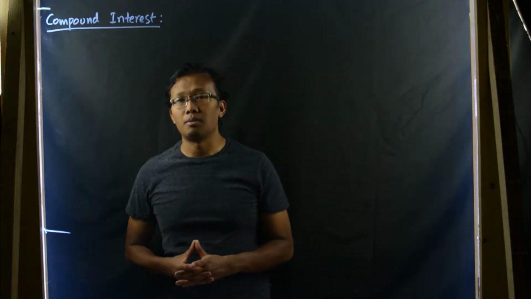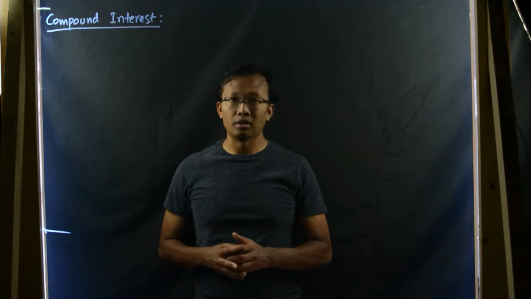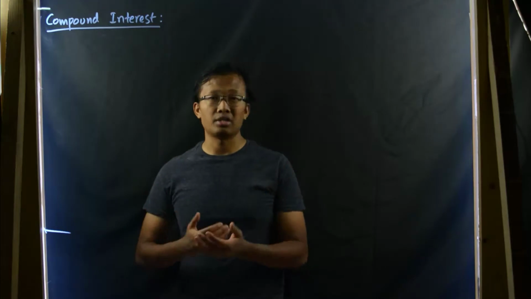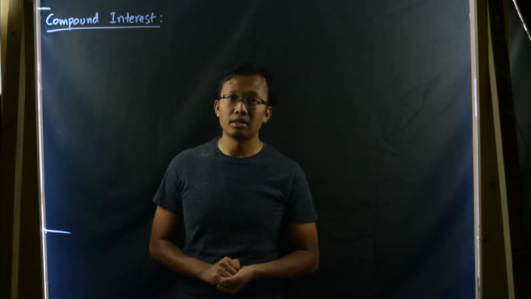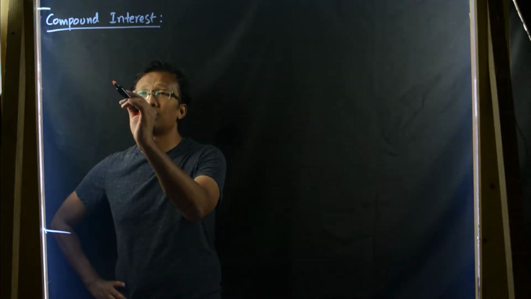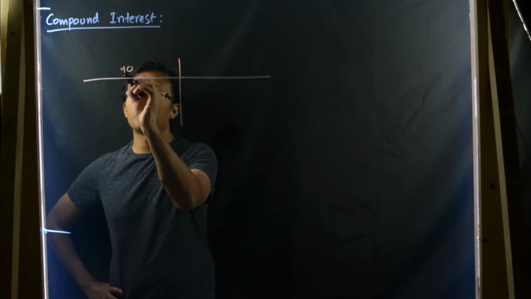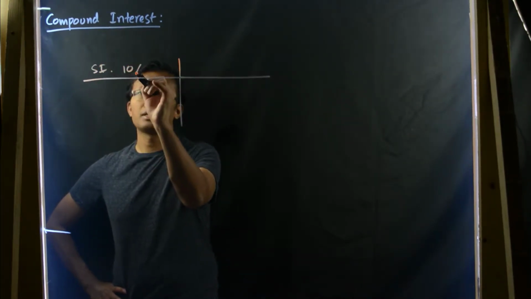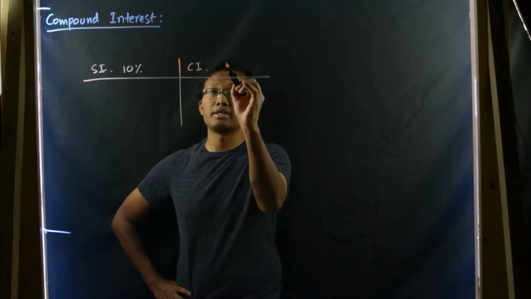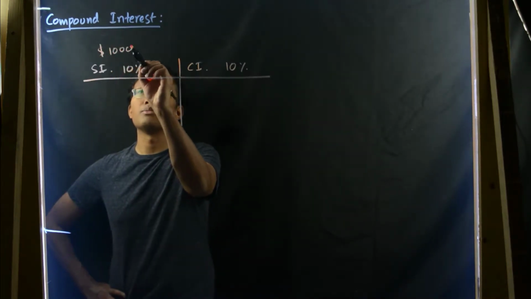Let's talk about compound interest. It's better to give a comparative definition between simple interest and compound interest. That will help us to understand much better. Let's suppose you have two accounts, one gives you 10% simple interest and another gives you compound interest of 10%. Let's suppose you deposit $1,000 in both.